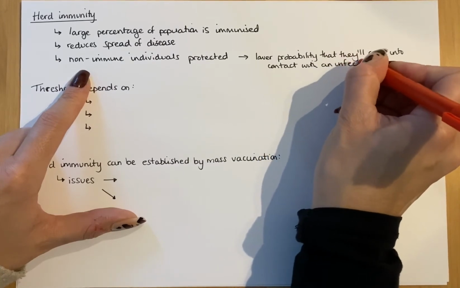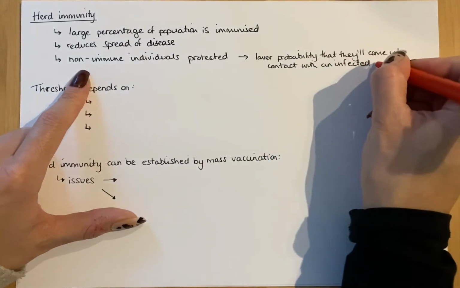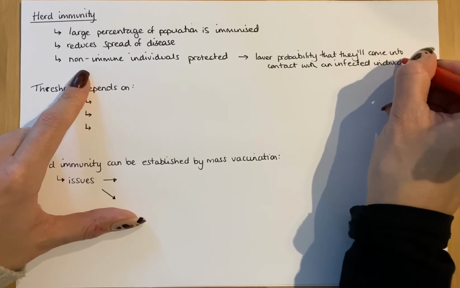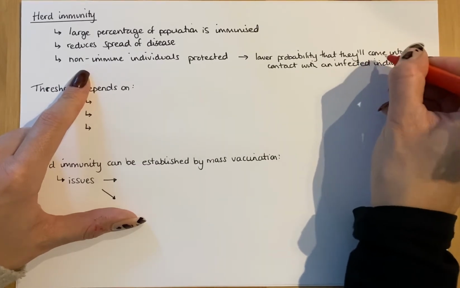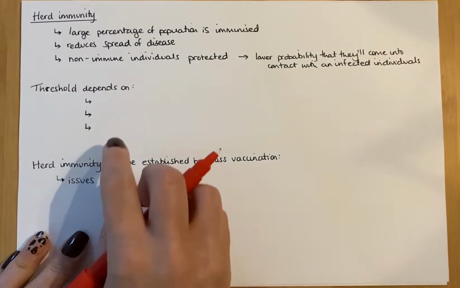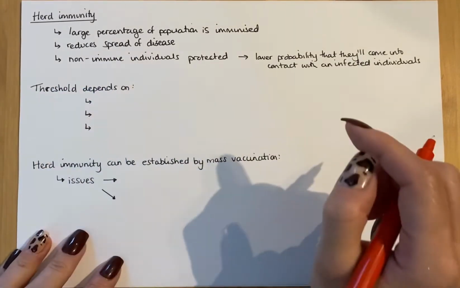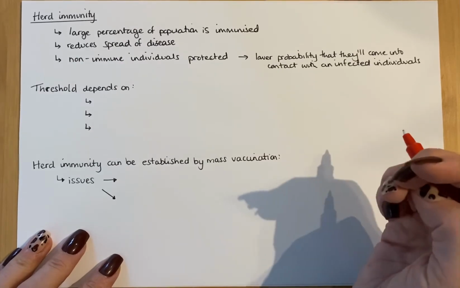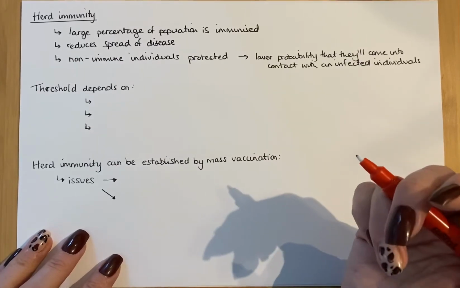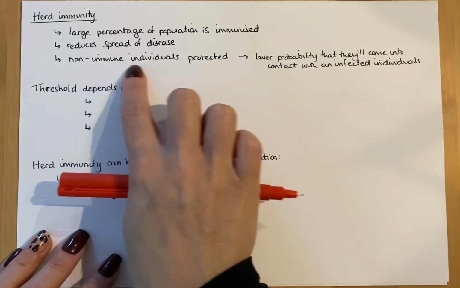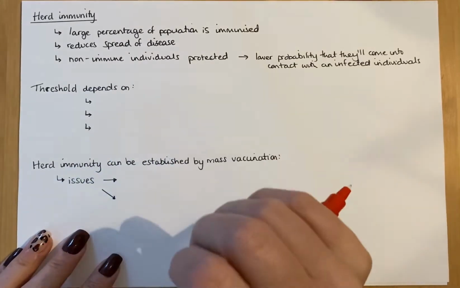Okay, so by vaccinating a large percentage of that population, basically you're then protecting the small number of ones that can't get vaccinated, and you're reducing the transmission that spreads the disease. So the more and more people that are vaccinated against a disease like COVID, for example, the less likely the person that's non-immune is to come into contact with someone who's infected.